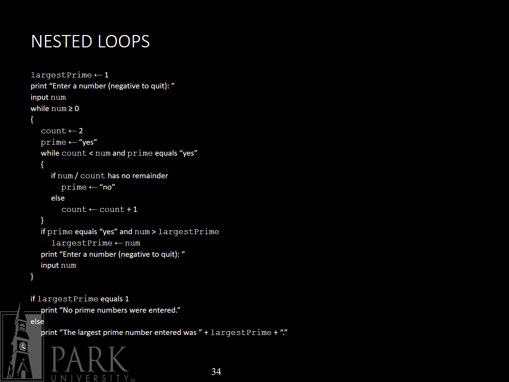Here's a quick little bit of pseudocode to process user input, have a user input a number, and check to see if that number is a prime number. And so what it does is it's going to say, okay, well, is the number greater than or equal to 0? And if so, we're going to start at the number 2, and we're going to assume it to be prime. And while the count is less than the number that we gave it, and prime equals yes, we're going to do this other loop. So you can see here we have 2 loops already.